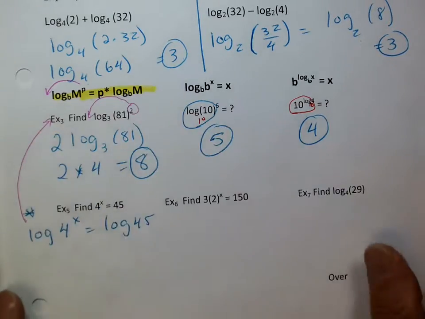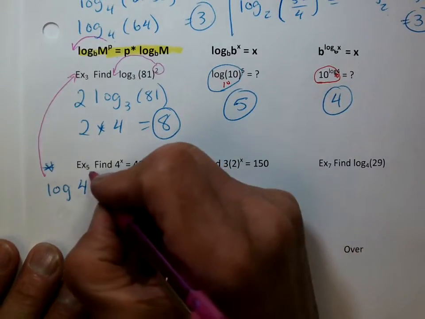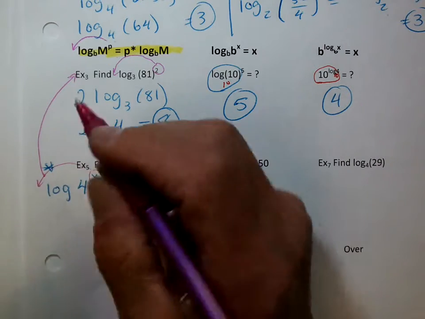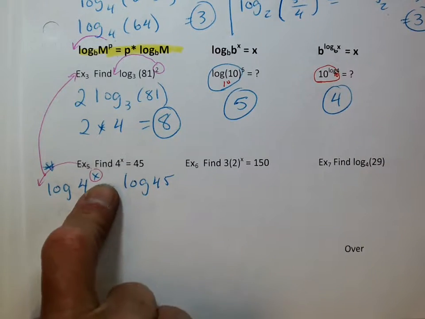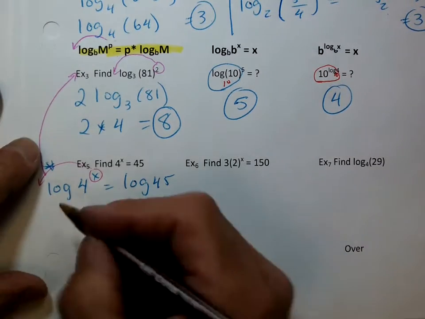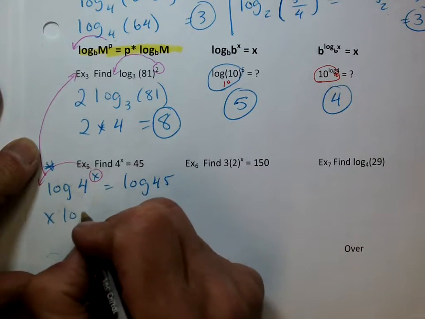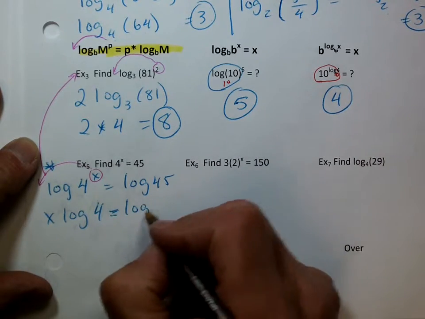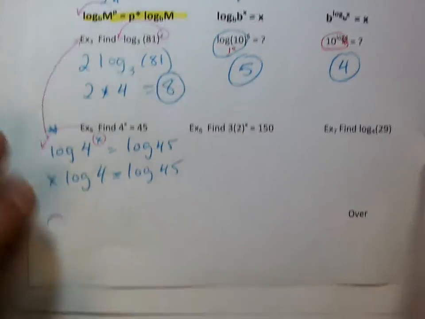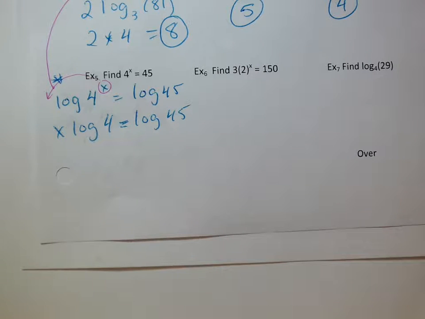Okay, now let's apply this rule up here. Apply this rule. So now the exponent floats down, right? So if you've got a log to an exponent, it'll float the exponent down. So let's float the exponent down. So the x comes down. x log of 4 equals log of 45. Okay? How am I doing? So far, so good? So I just applied the rule. Now all of a sudden the x is down.